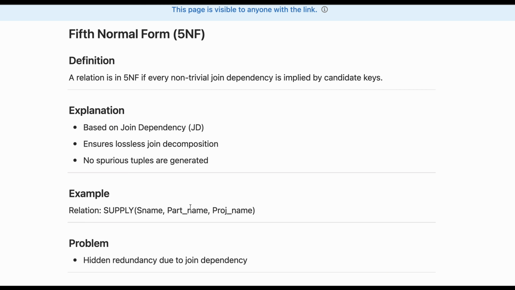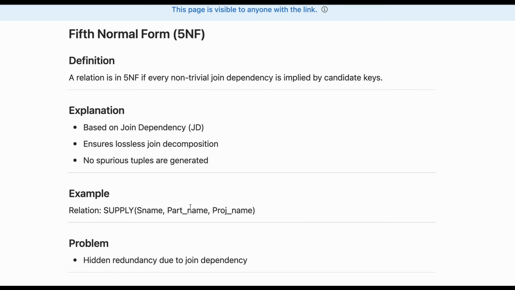Sometimes there is a hidden redundancy due to relationship among these attributes. To remove this, we decompose the relation into three tables. First table is supplier and the part, second one is supplier and the project, and third one is part and the project. This ensures lossless join and removes redundancy. So in conclusion, MVD leads to redundancy, 4NF removes multivalued dependency and the 5NF removes join dependency.